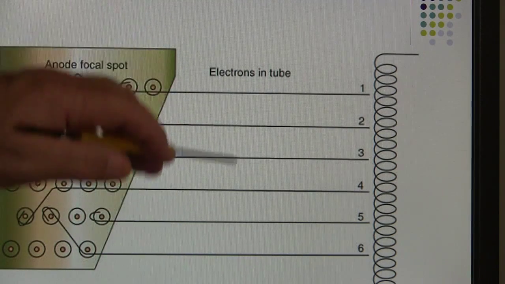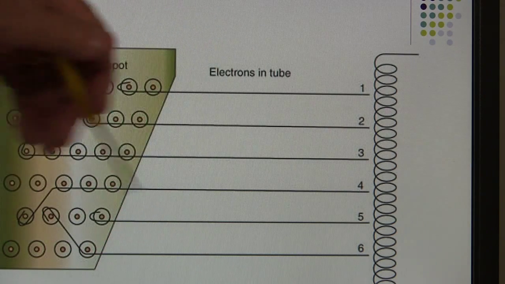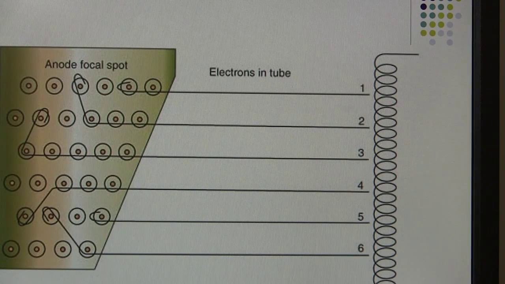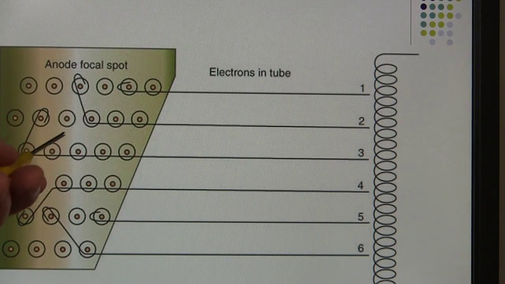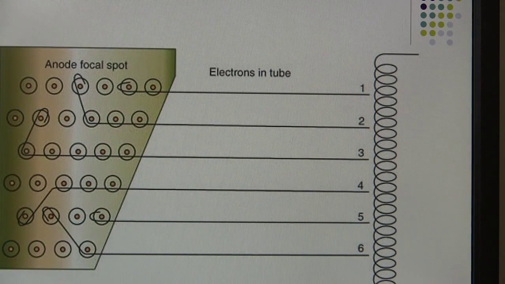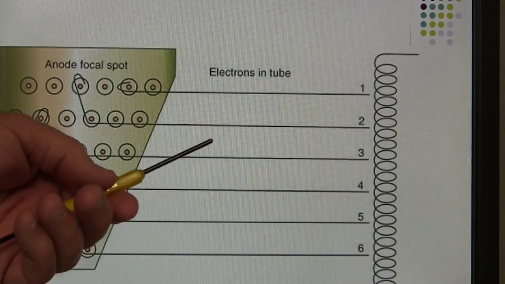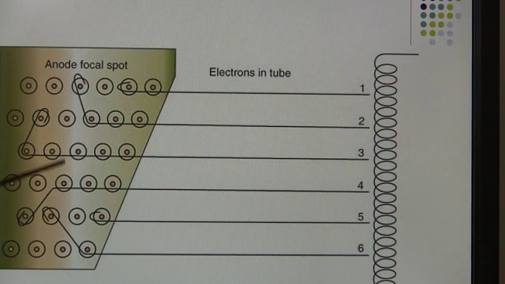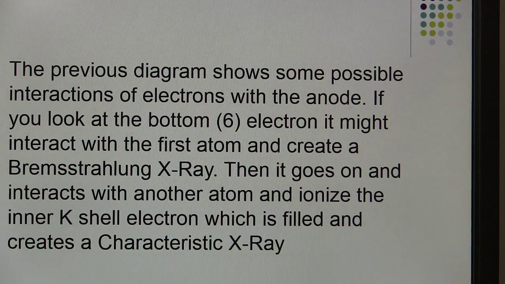So we see different examples of electrons, 6 different examples interacting here. It is possible, because we said earlier that there's a lot of empty space in atoms, that an incident electron could come shooting through this target and miss every atom in there and not interact with it at all. That happens. So what we do is we shoot so many electrons in here that we're bound to have some interactions, and those interactions are somewhat unpredictable, but all of them result in some kind of X-ray energy that comes off of our target here. I'll let you read this slide for yourself.